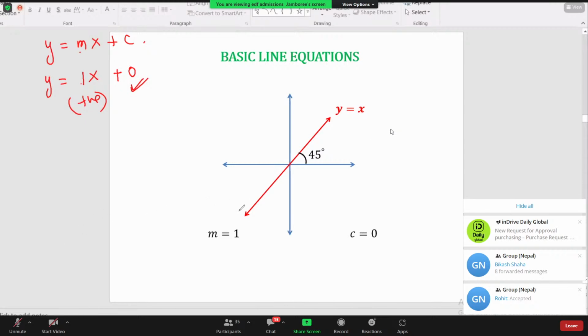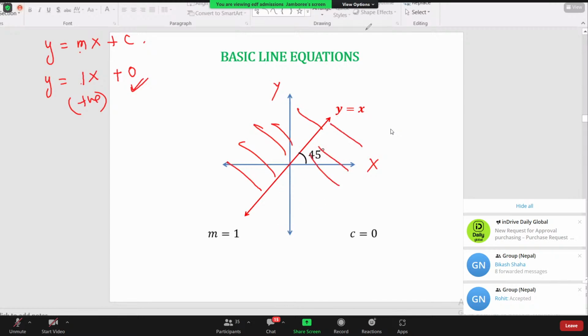So a positively sloped line having slope exactly 1 passing through the origin will look somewhat this way. And because it is the y equals x line, this is the x-axis, this is the y-axis. So it will divide the complete coordinate plane into two equal halves. So the portion on the left hand side will be equal to the portion on the right hand side.